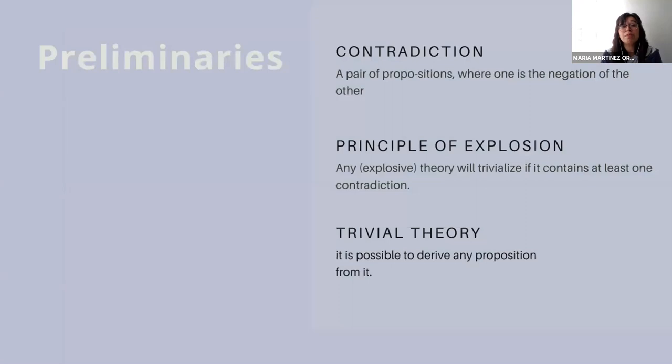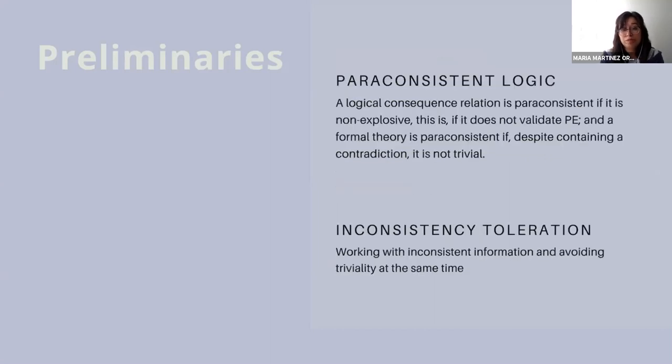So first, some preliminaries. Let a contradiction be, very broadly, a pair of propositions where one is the negation of the other. The principle of explosion, as you all know, suggests that any explosive theory will trivialize if it contains at least one contradiction. And a trivial theory is a theory in which it is possible to derive any proposition from it. Anything will be a theorem within the theory.